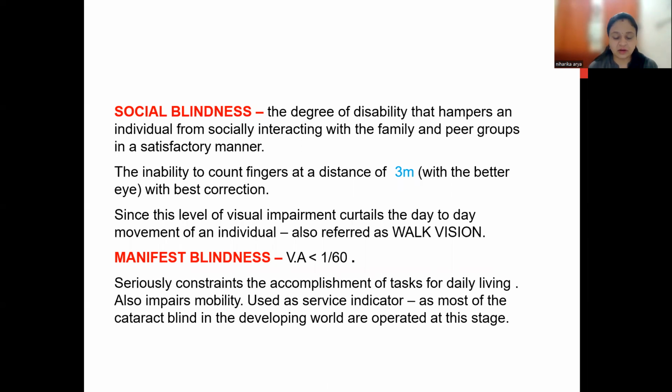Manifest blindness: if the vision of a person is less than 1 by 60, it seriously constrains the accomplishment of tasks for daily living and also impairs mobility. It is used as a service indicator, as most of the cataract blind in the developing world are operated at this stage. So manifest blindness is blindness with a vision of less than 1 by 60, which very badly hampers the daily living tasks of a person. It also impairs mobility, and there can be any cause of that blindness, like cataract or glaucoma.